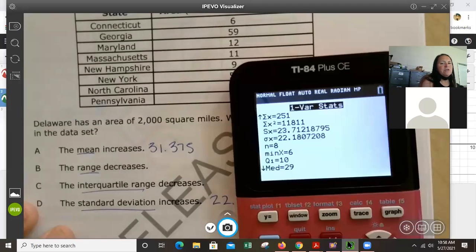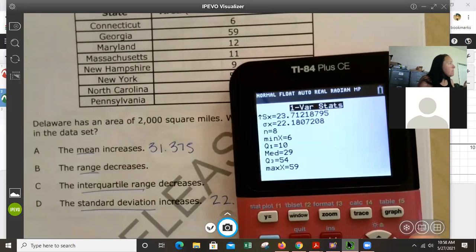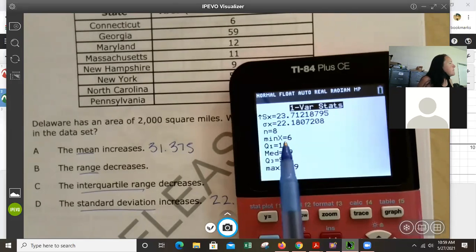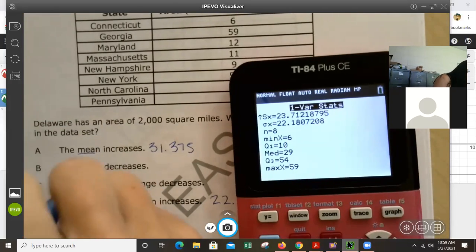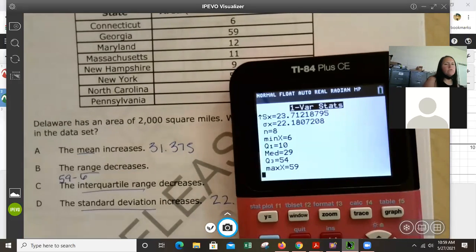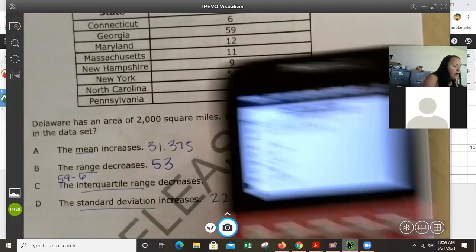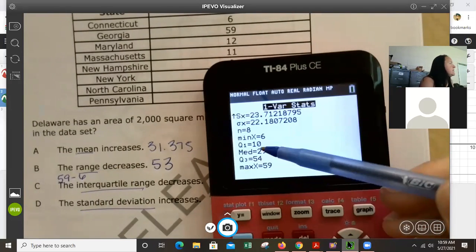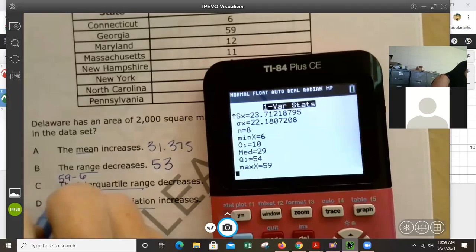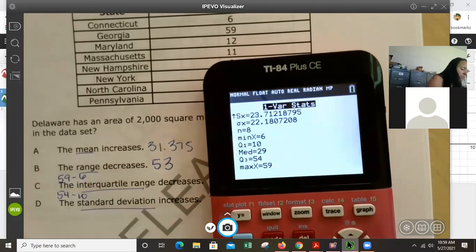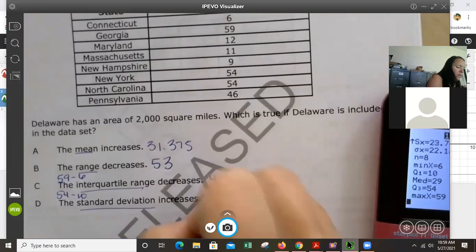What is range? Well, in this case, it's the biggest number minus the smallest number, but it's still a distance. 59 minus 6. What's 59 minus 6? 53. The interquartile range is this Q3 and this Q1, the distance between those. So 54 minus 10 would be 44.